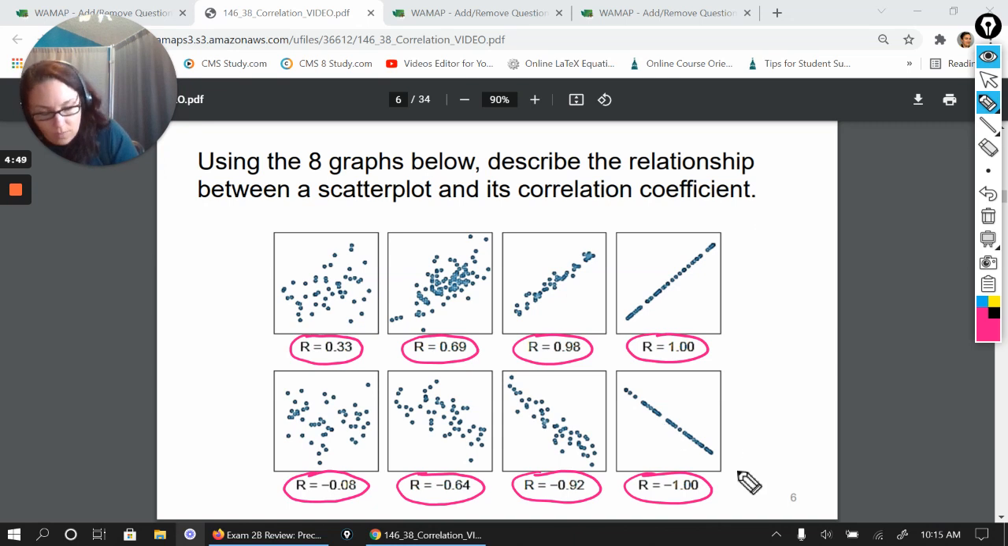So, for example, this one down here that has a correlation of -1, this doesn't mean that the slope of the line is -1. So let me write this little description here. But it means that there is a line with a negative slope that goes through every point.